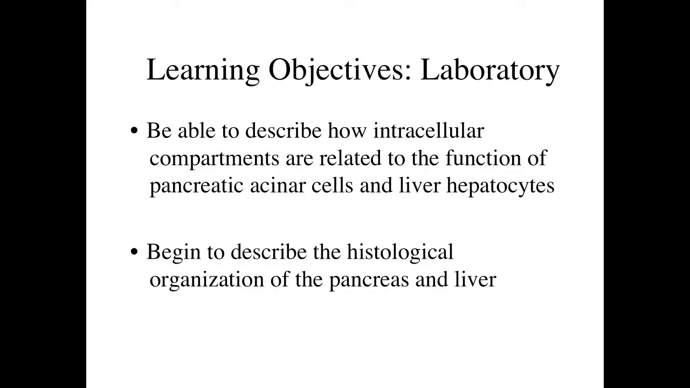Now, your learning objectives for the laboratory: be able to describe how intracellular compartments are related to the function of the pancreatic acinar cell and liver hepatocyte. And this is to kind of put the cell biology into perspective. And then begin to be able to describe the histological organization of the pancreas and the liver. This objective is not so critical this early in the course, but it will build, and so beginning to appreciate some of this histology will make what you do a little bit later in the course easier.